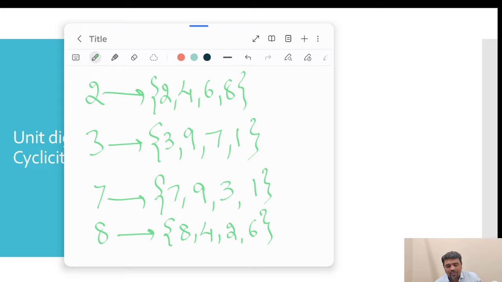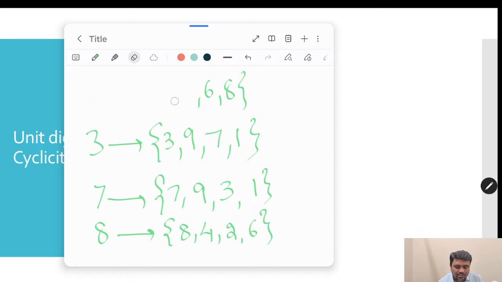Okay. For 3. 3, 9, 3 9s are 27, 7. 3 7s are 21. 1. So it is very simple to remember also. So 7, 9, 3, 1. For 8, 8, 4, 2, 6. So this is the cyclicity of 2, 3, 7, 8.